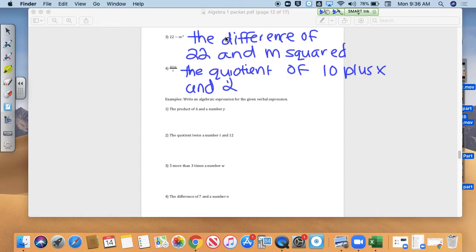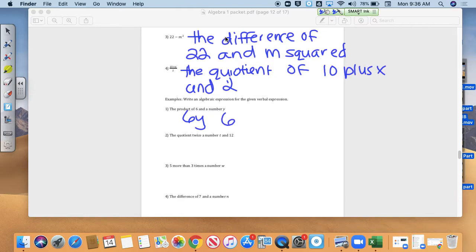All right, in the next section, we have here word phrases or verbal phrases, and we are writing the algebraic expression for those. So for the first one, it says the product of 6 and a number y. So creating an algebraic expression for this, we would just read the word phrase and come up with what expression matches this. So the product of 6 and number y would just look like this, 6y. So you can just put them next to each other, and I will know that that means multiplication.